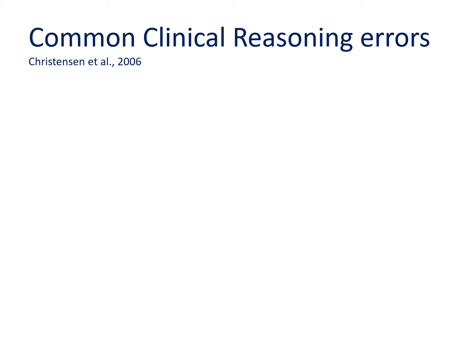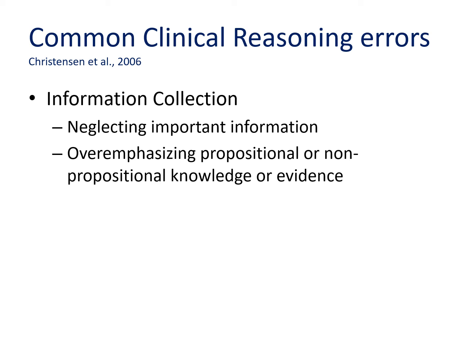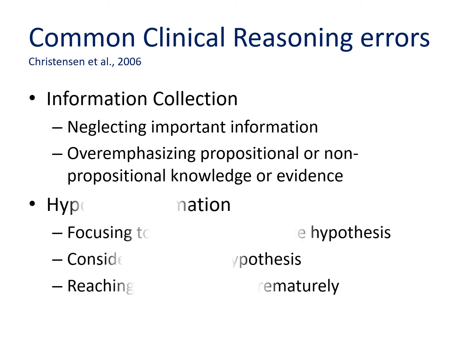Christensen et al. have also taken a look at the problem of errors in the clinical reasoning process, and what they have come up with is a group of common errors that they have identified that can interfere with and affect the clinical reasoning process. The first is in the information collection process, and errors that can develop here are neglecting important information that the patient may be providing to you, or neglecting important information that perhaps you might have collected in your objective information. Also, overemphasizing propositional or non-propositional knowledge or evidence. Other forms of information collection error may be basing decisions on insufficient evidence. Perhaps you fail to detect inconsistencies in the clinical presentation with your patient. So make sure when you're collecting information that you're collecting relevant information and that you're analyzing this information effectively, so as to not have this be part of your reasoning error process.